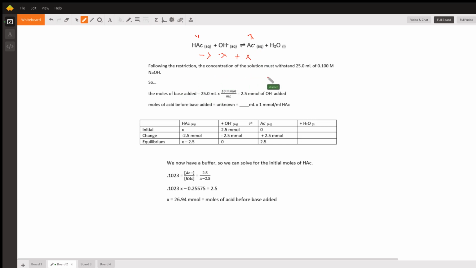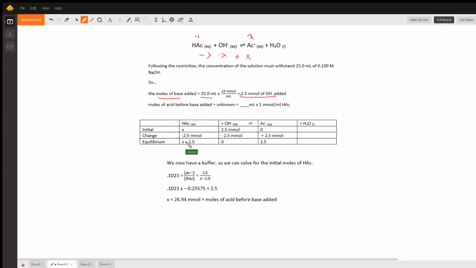So based on the restrictions, we must calculate the amount of moles of base that we're going to add to the acetic acid. We start off by using the restriction, which is no more than 25 milliliters. So we multiply 25 milliliters times the concentration of the base, and we see that 2.5 millimoles of hydroxide needs to be added. We also have to be aware of exactly what the moles of acid is. We really don't know right now, and we're trying to solve that, because we want to reduce or dilute the acid to a certain molarity that allows us to be within the restriction.